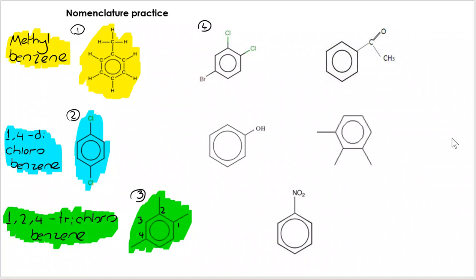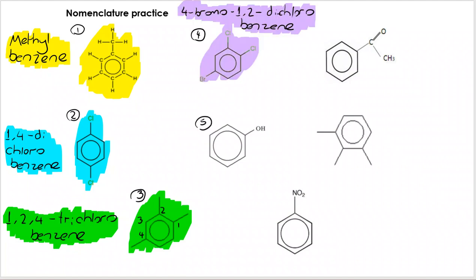You've got number 4 labelled at the top. Have a go at naming this one. And for number 4, this time we've still got 3 halo groups coming off there. We've got 2 chloros, that's dichloro, 1 bromo, which is a bromo. And the lowest possible numbering that you're going to have is once again going to be 1, 2, 4. So it's definitely a 1, 2 for the dichloro. It's a 4 for the bromo. But we've then got to remember that prefixes are put in alphabetically. So it becomes 4-bromo-1,2-dichlorobenzene.